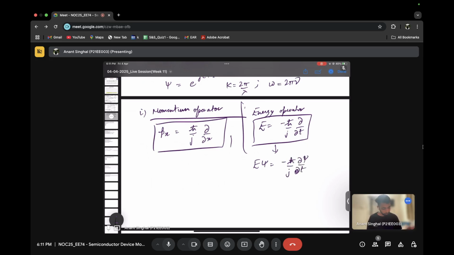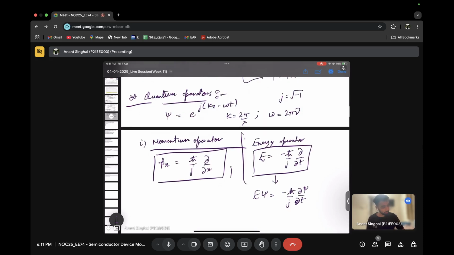So, as I said, this is a wave function, right? So can anyone tell what will be the momentum operator? You just need to differentiate it with respect to x, and for the energy operator, you need to differentiate it with respect to time. Do you understand what I'm trying to ask? Yeah, just quickly let me know.